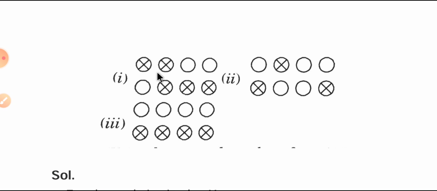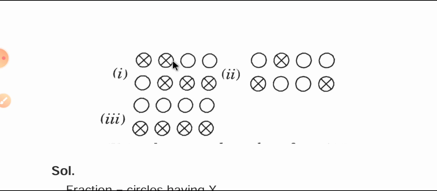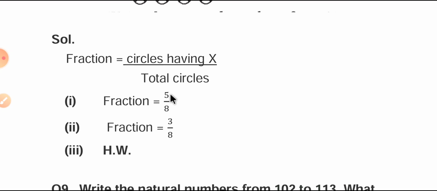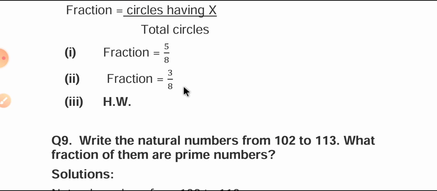So in figure 1, see how many circles have x here? 1, 2, 3, 4, 5. So here 5. And how many total circles are there? 1, 2, 3, 4, 5, 6, 7, 8. So the fraction will be 5 upon 8. Same in the second one. The circles having x are 1, 2, 3. 3 circles have x, and total circles are 8. So the fraction will be 3 upon 8.